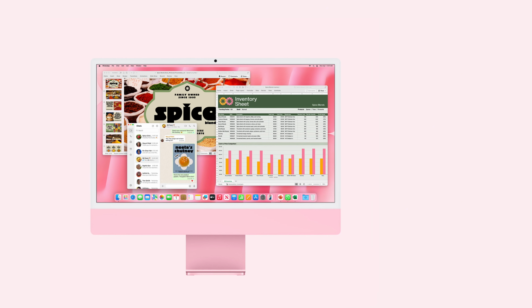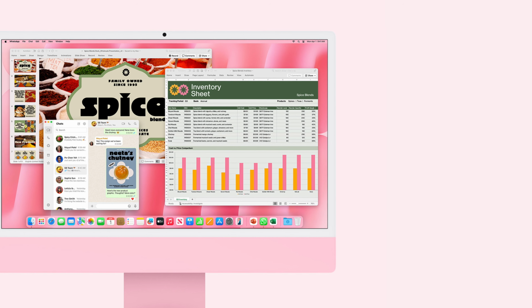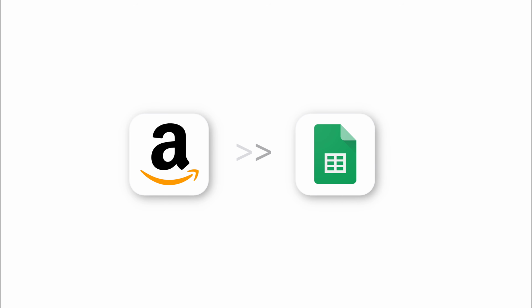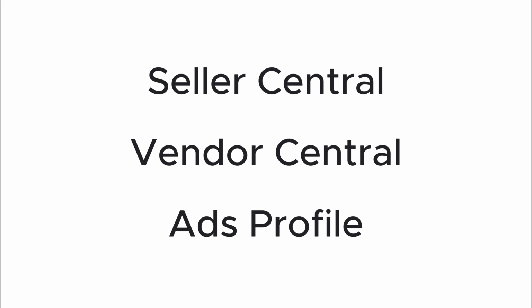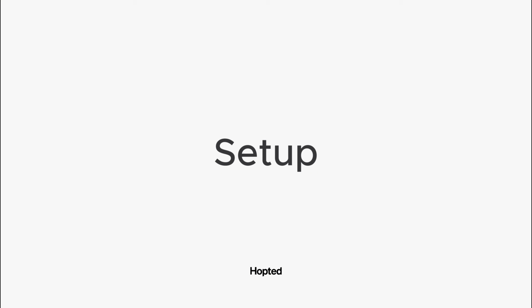If you're an Amazon seller or an agency helping sellers, you most probably use spreadsheets for everything. Listing management, inventory, orders, ads, accounting, you name it. Hopted brings your live Amazon data directly into those spreadsheets. It's the simplest way to get all your Amazon seller information into Google Sheets automatically. Our connectors link directly to Seller Central, Vendor Central, and your Amazon Ads accounts, pulling everything you need right into your custom sheets.